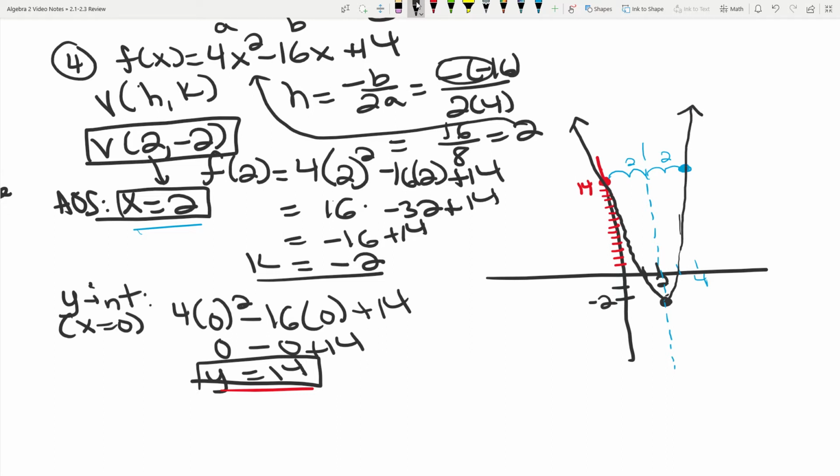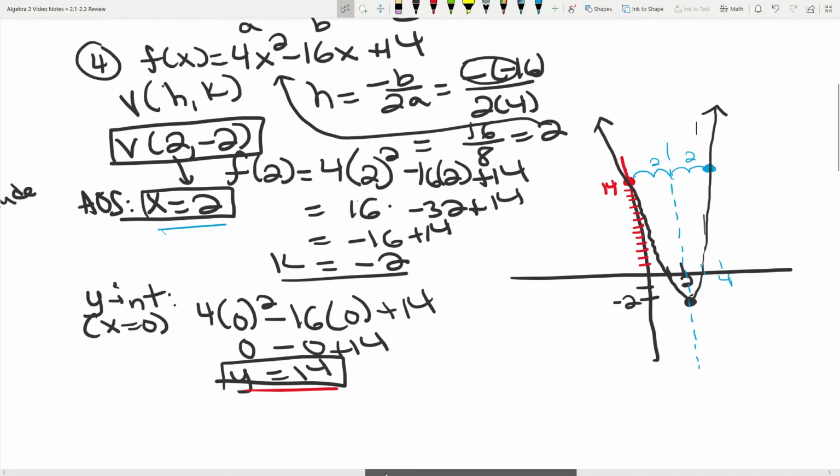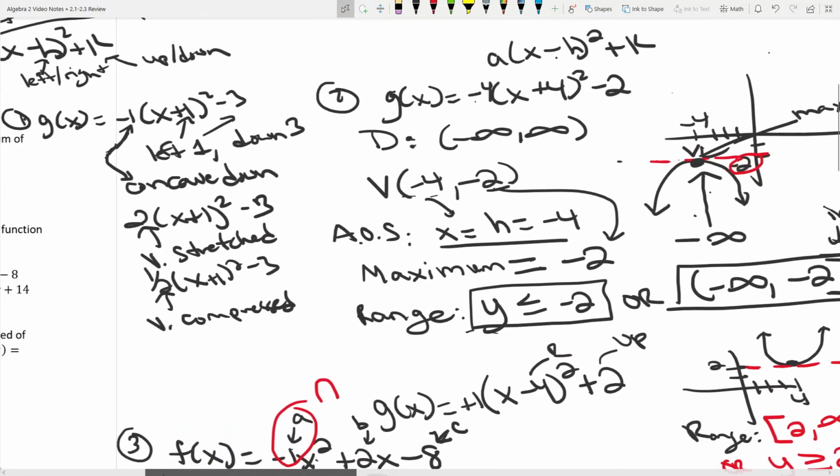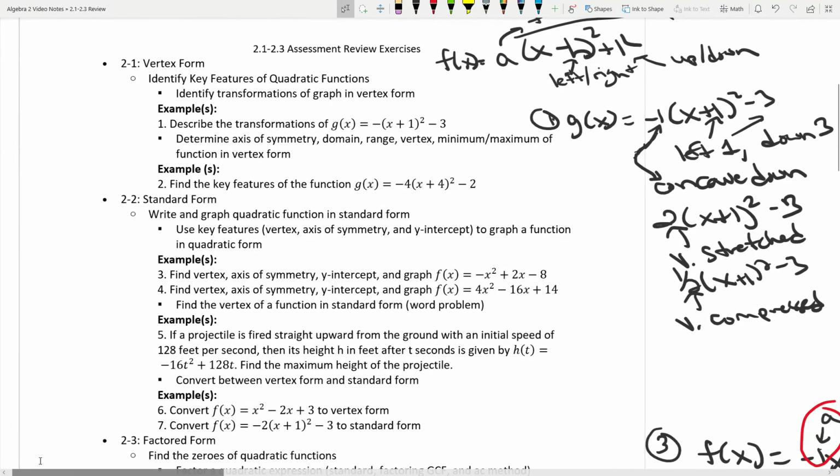Okay, so there's our parabola. So that's how you graph if it's in standard form. Okay, there are multiple ways to graph, but this is just one technique that we use. All right, so that's number 4.